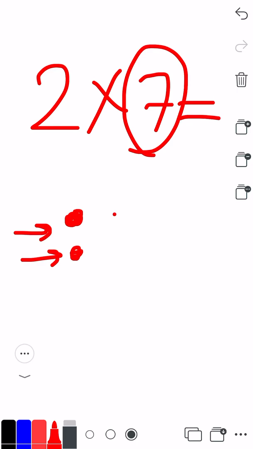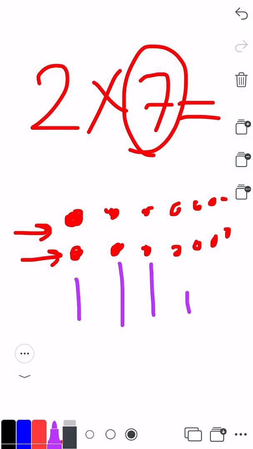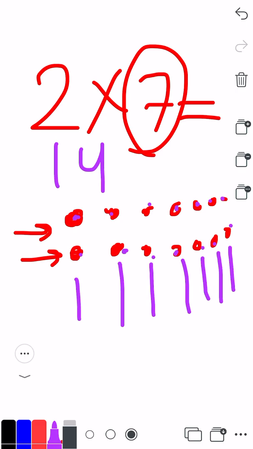twos. So here is 2. Now 3, 4, 5, 6, 7. So how many columns do we have here? We have 7 columns. 1, 2, 3, 4, 5, 6, 7. And that equals what? Let's count the dots. 1, 2, 3, 4, 5, 6, 7, 8, 9, 10, 11, 12, 13, 14. So this equals 14.